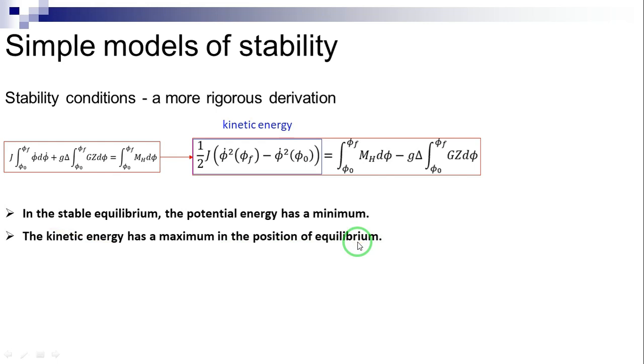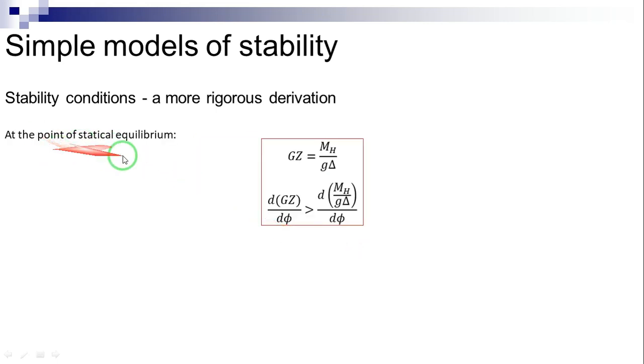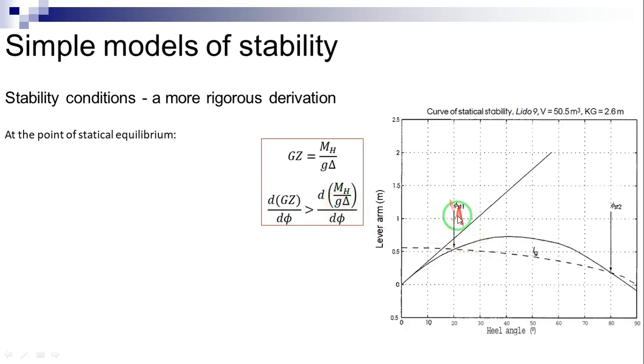It can be shown that at the point of statical stability, the following conditions exist. The first part shows that at the point of statical stability, the righting arm equals the heeling arm. The second part of the equation shows that at the point of statical stability equilibrium, the slope of the righting arm must be greater than that of the heeling arm. This is a rigorous proof that the first static angle corresponds to a position of stable equilibrium, while the second does not, as shown here in this figure.